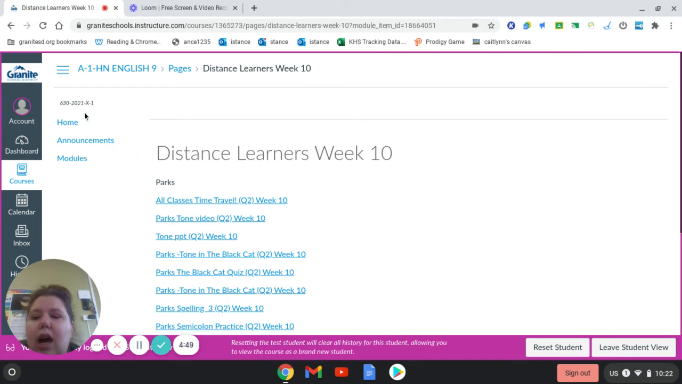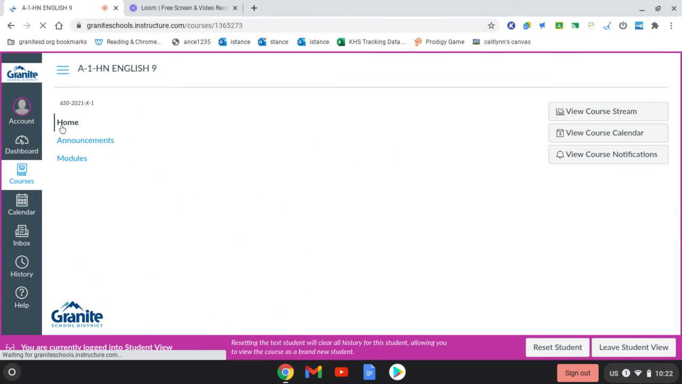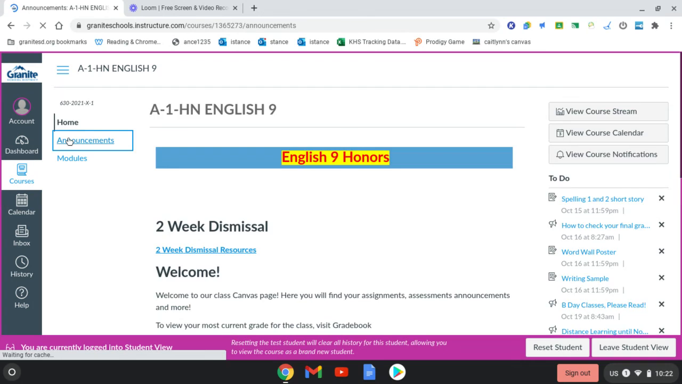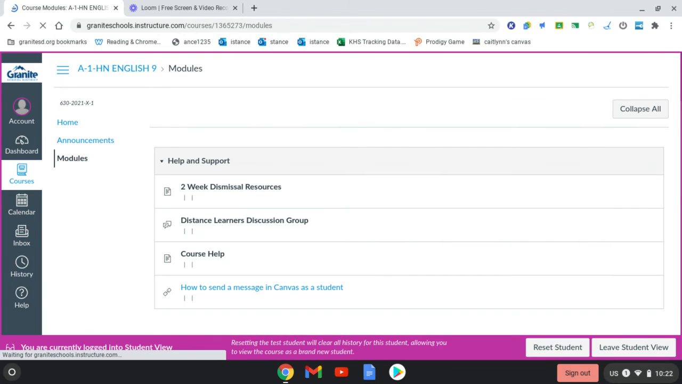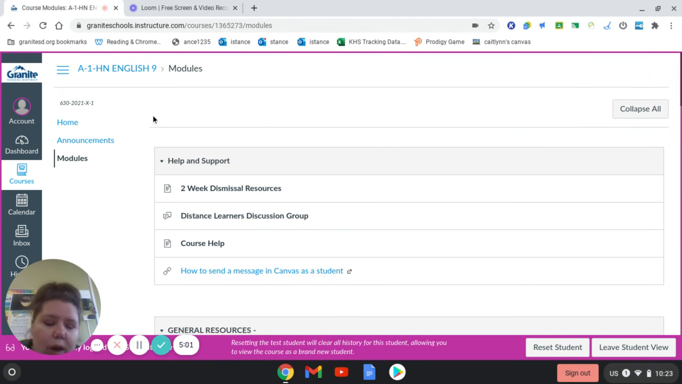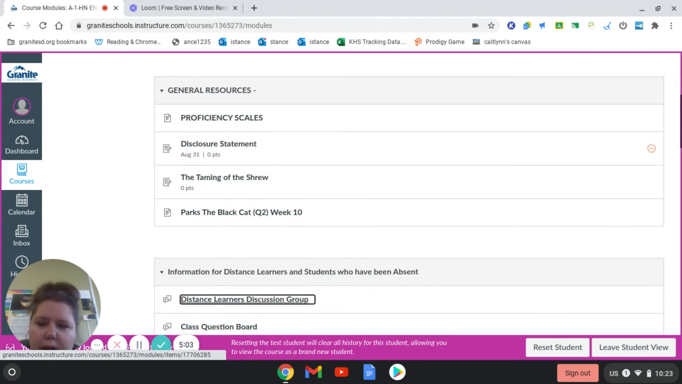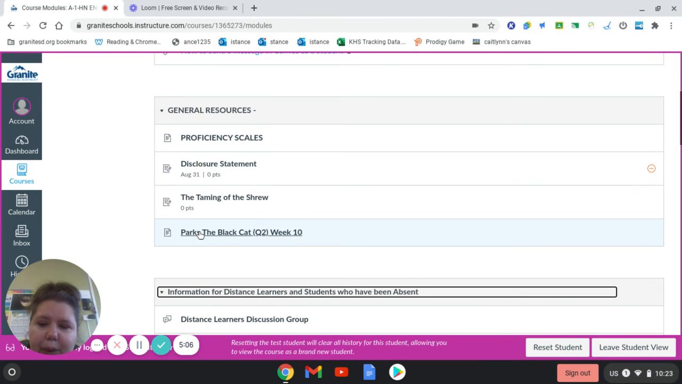Just know that the last listed thing here is going to be the work for the current week. So as you can see here, week 10 is at the bottom. And then once week 11 is ready to be published, I will be publishing week 11 underneath week 10. Hopefully, again, that helps to clear a few things up so that you know what you're supposed to be doing.